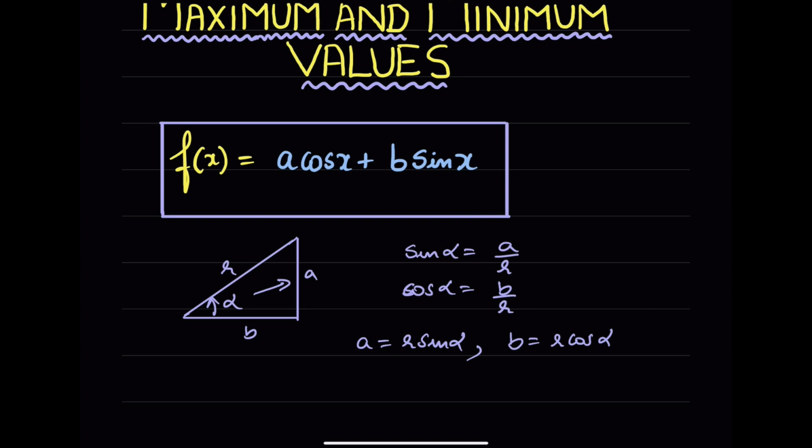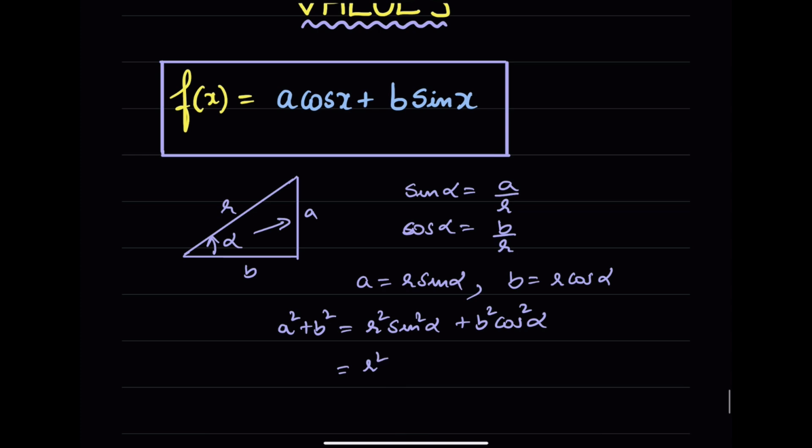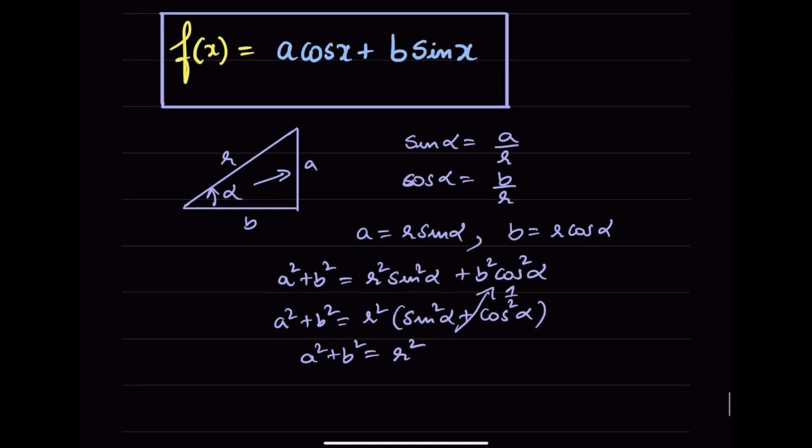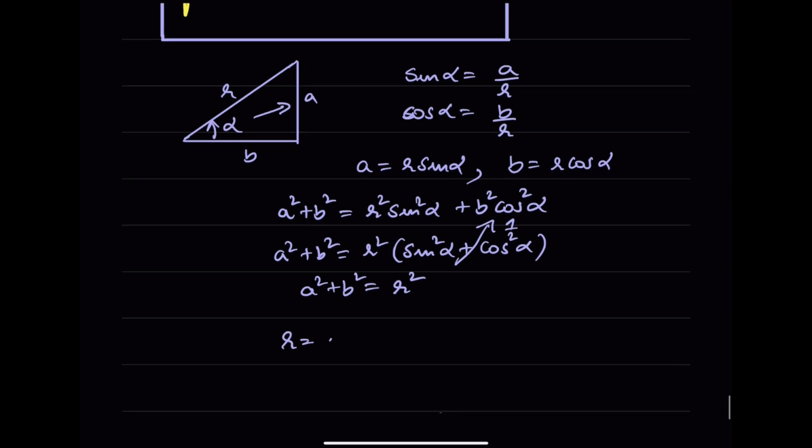Now, what would be the value of a square plus b square? So a square plus b square would be equal to r square sine square alpha plus r square cos square alpha. So this would be r square times sine square alpha plus cos square alpha, which is nothing but 1. So a square plus b square is equal to r square. This is nothing but the Pythagoras theorem. So r would be equal to square root of a square plus b square.